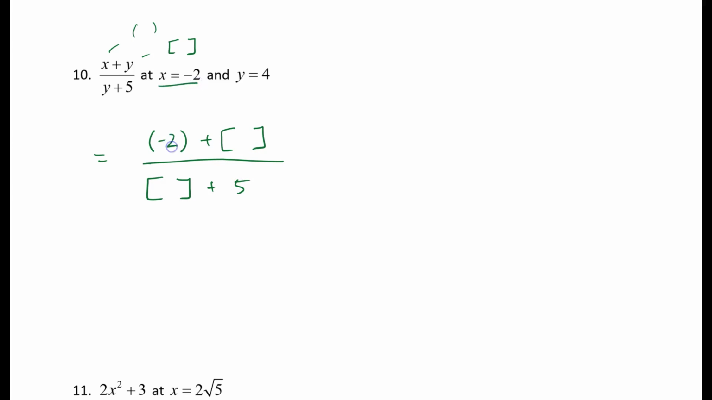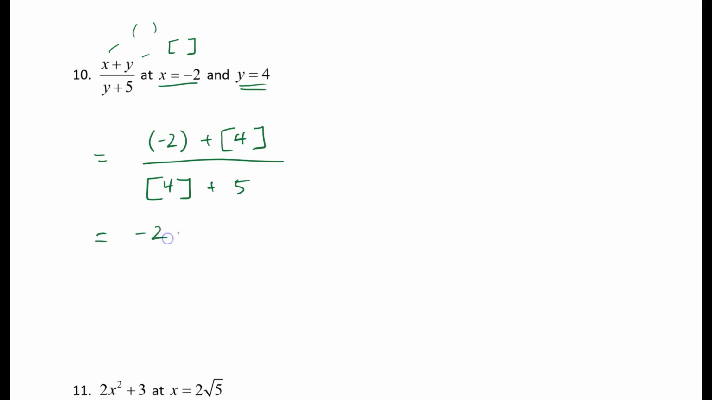Okay, for number 10, same idea here. Maybe I'll use those brackets idea, except for the x I'm going to use rounded brackets, and for the y I'm going to use square brackets, just so I don't get confused. So if I write that expression replacing the x and the y with these brackets, I'm ready to go for the substitution. So x equals -2, that's wherever a rounded bracket appears, and y equals +4. So that's going to go there.